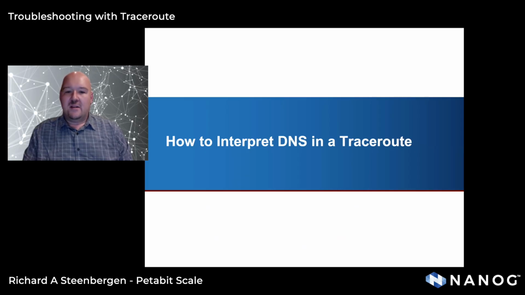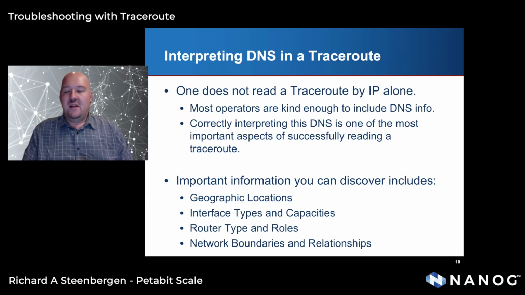So now we're going to talk about how we interpret DNS in Traceroute. So you don't read a traceroute by IP alone. It's really painful if you run across a network that doesn't provide any reverse DNS, but most operators are nice enough to do that for you. And correctly interpreting the DNS is pretty much one of the most important things about successfully reading the traceroute.